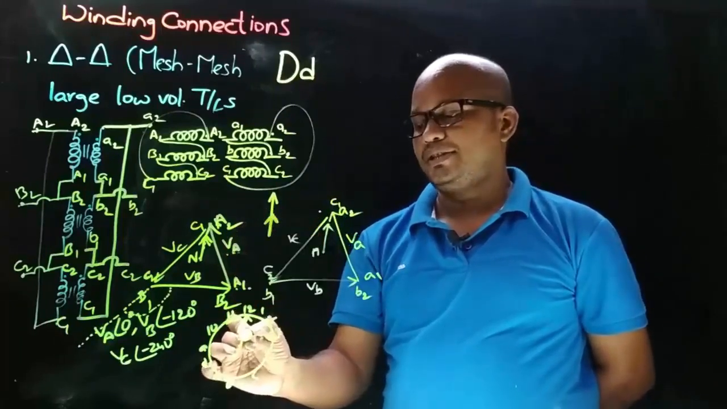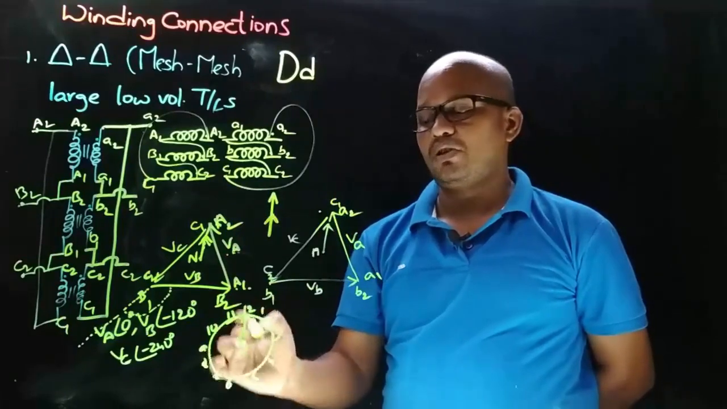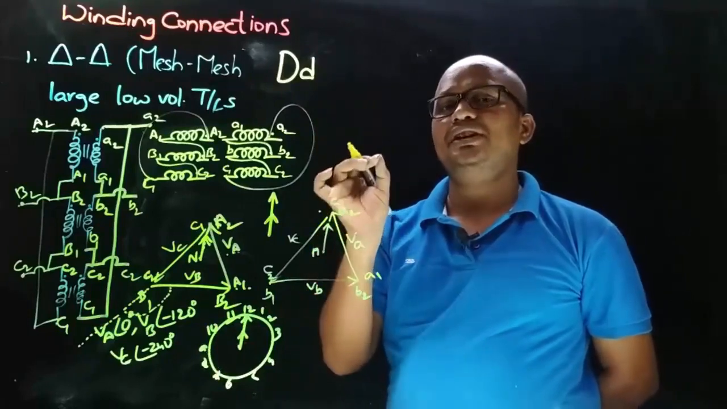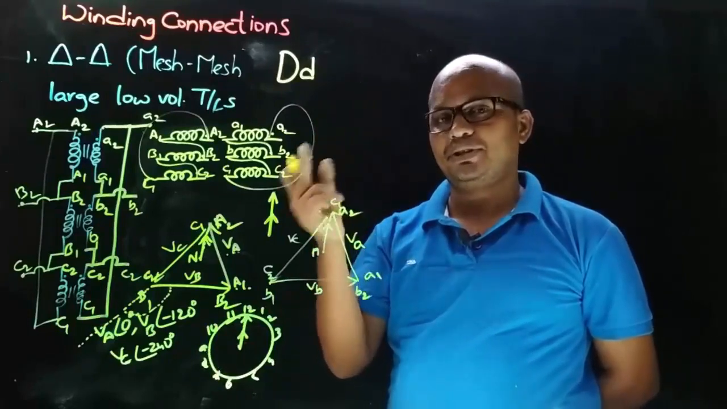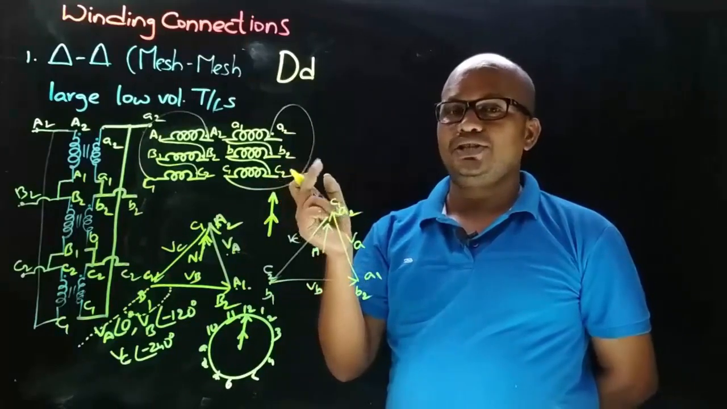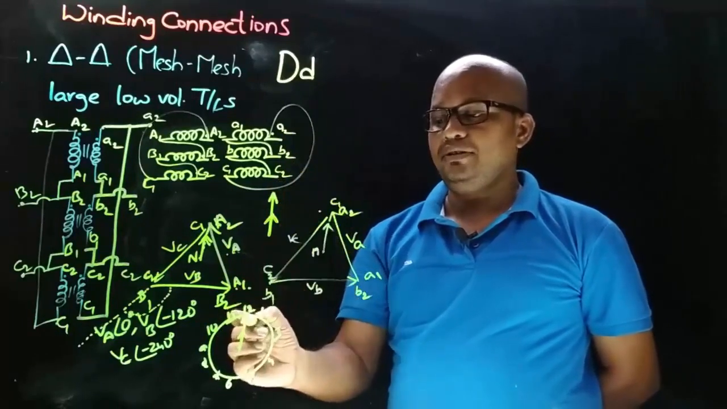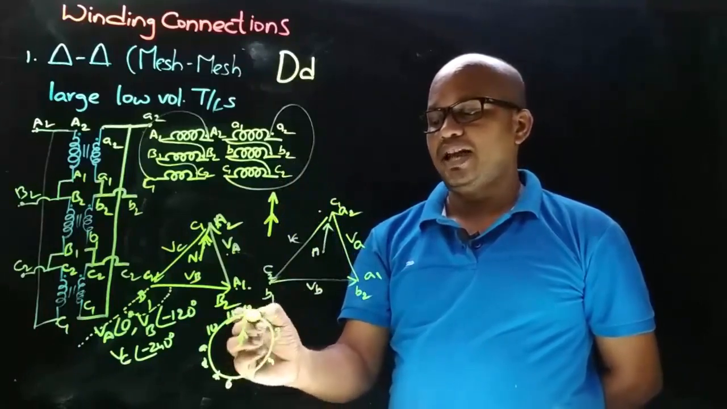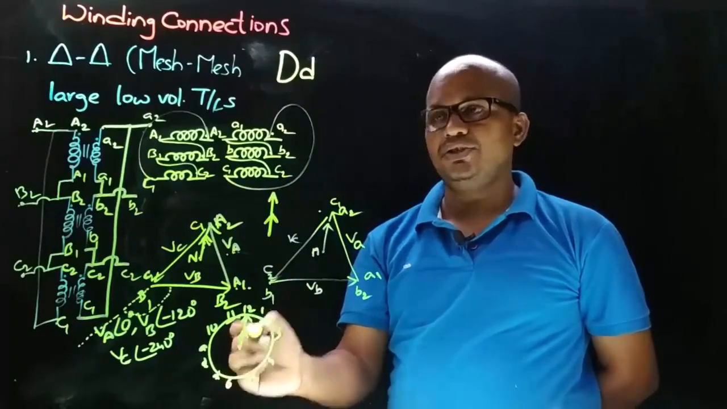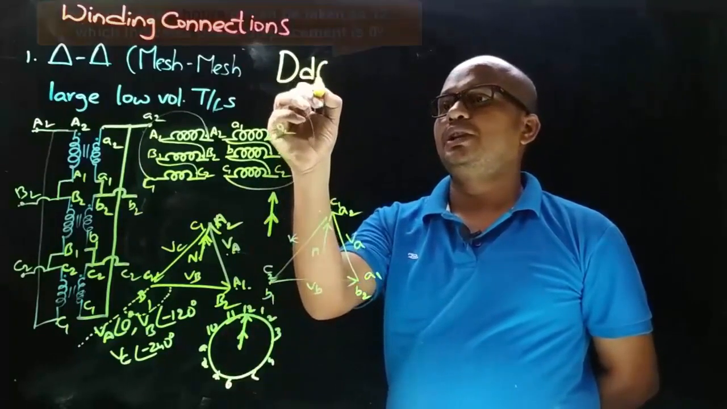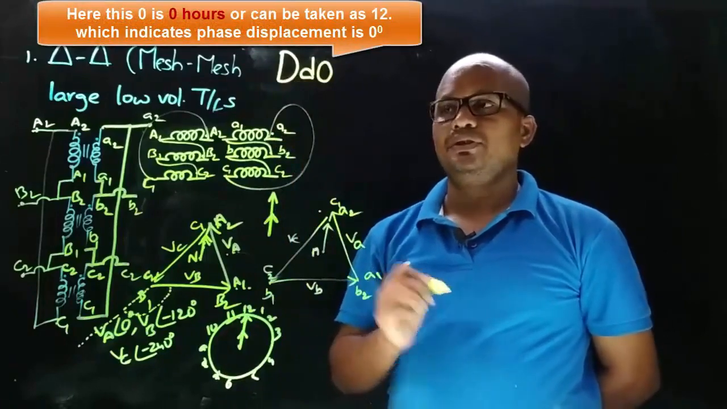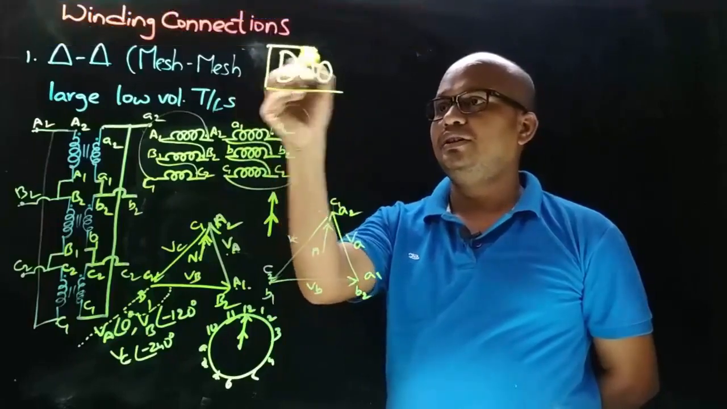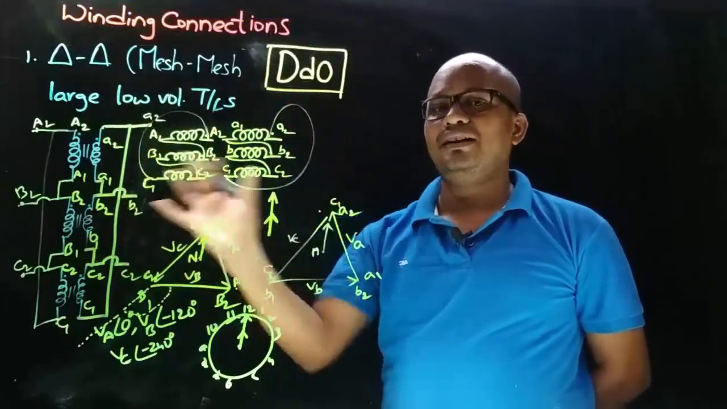So place this secondary side phasor in clock notation like this, and the third numeral of the vector group represents the LV side voltage displacement with respect to HV side voltage, and that is given by the angle between the minutes needle and hours needle. So here the angle between minutes needle and hours needle is 0, so the third numeral is 0. So this is the vector group symbol for this type of delta-delta connection.